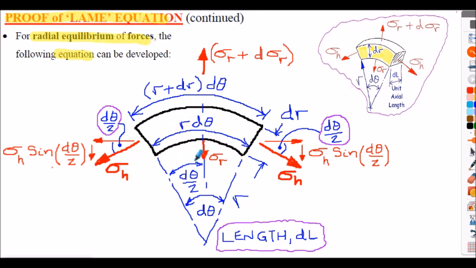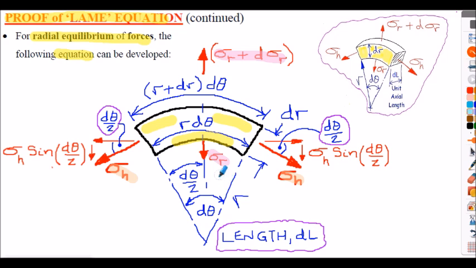Here's a two-dimensional picture of our element. This is still our element here. And in the radial direction, we have the sigma r on the inside surface of the element and sigma r plus d sigma r on the outside surface of the element. And here's our hoop stress in the cylinder wall. What we're going to do now is resolve forces into the vertical sense, into the radial sense here.